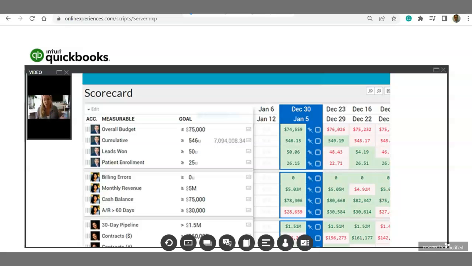So here's just a screenshot of a scorecard. Each row is a different KPI that's being tracked. Notice that one column says measurable, the next column over has the goal. So all of the KPIs you're tracking are in line with the goal. And then to the right side, you see a column for each week or month or however frequently you want to watch it, so that the company, the leadership team, can see their progress and notice trends over time.